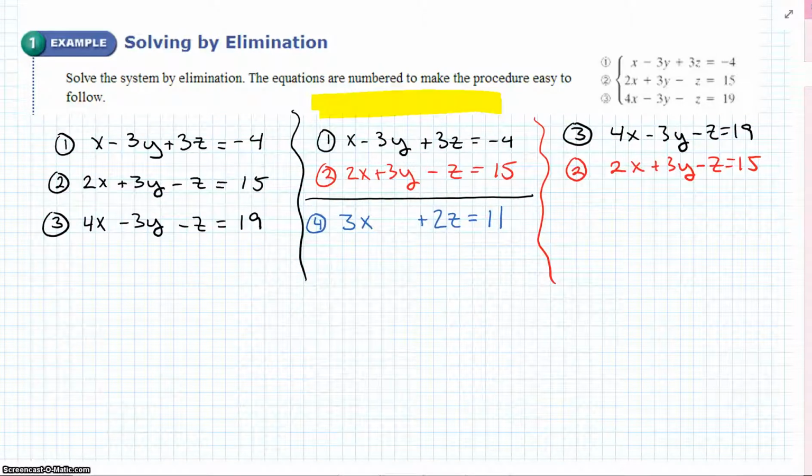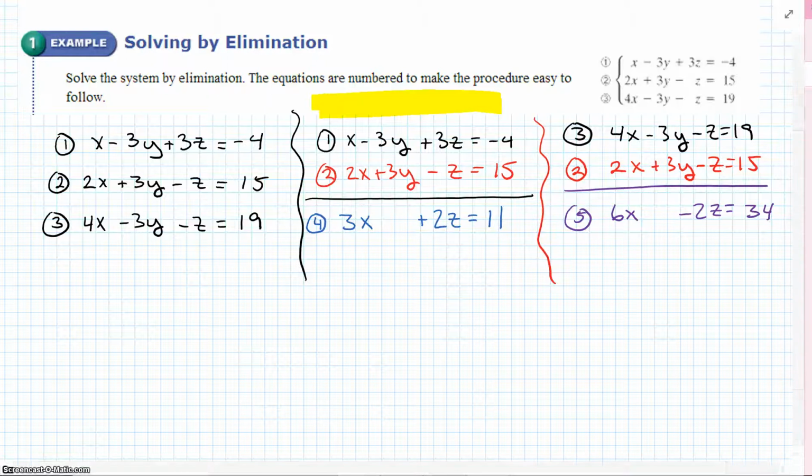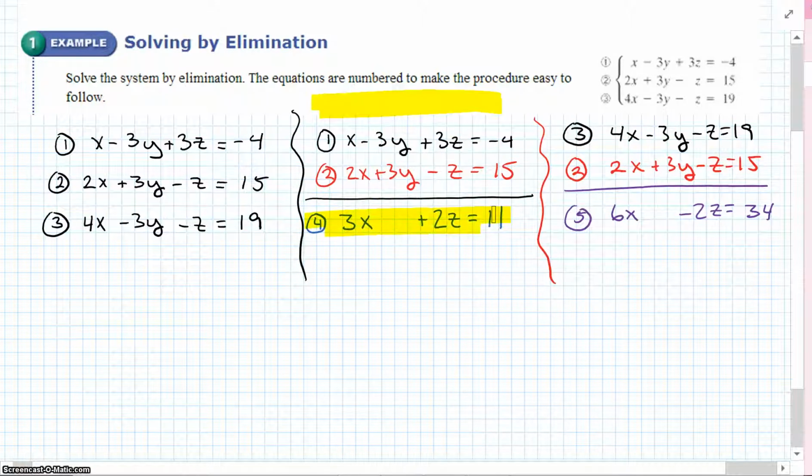Go to the right side and do the same thing. 4x plus 2x is 6x. Negative 3y plus 3y is 0. Minus z minus z is negative 2z. 19 plus 15 is 34. So that's equation 5. Now I have 2 new equations with 2 variables, so now let's manipulate those the best we can.